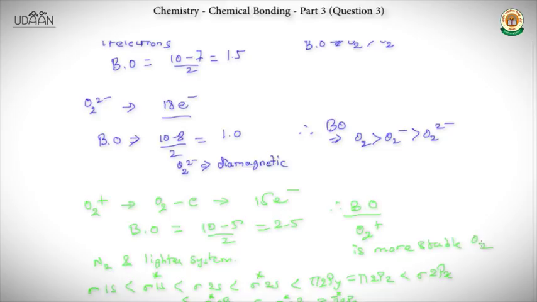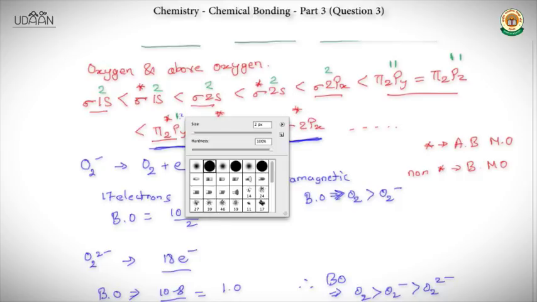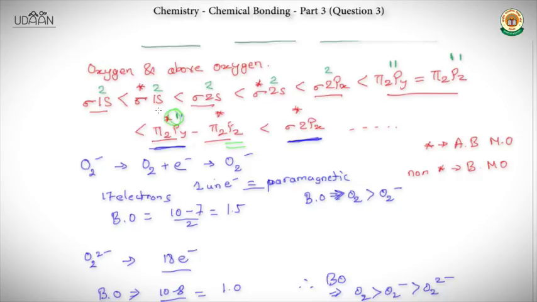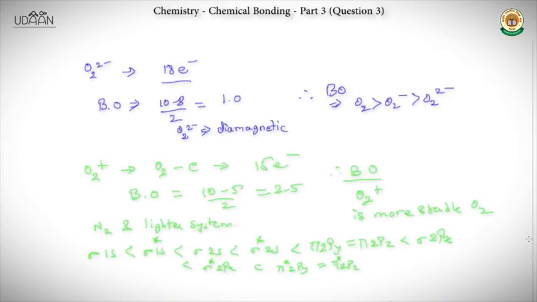And what about its paramagnetic nature? As you can see, we are removing one electron from pi star 2pz for O2 plus. It means we still have one electron left. So O2 plus is still paramagnetic.